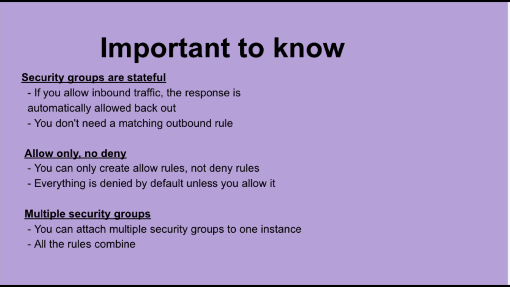Some quick important things. Security groups are stateful. If you allow inbound traffic, the response is automatically allowed back out. You don't need a matching outbound rule. Allow only, no deny. So you can create allow rules, not deny rules. Everything is denied by default unless you allow it. Multiple security groups: you can attach multiple security groups to one instance, and all the rules combine.